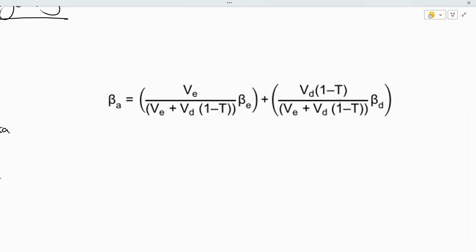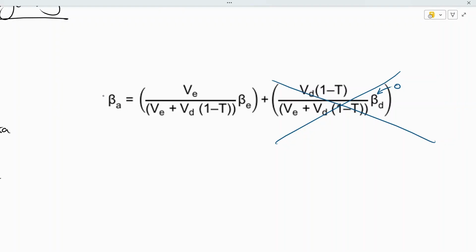So ACCA has simplified this formula a bit. We assume that the debt beta here is zero. Therefore, this part of the formula is not relevant. Only the first part is relevant for us. So you don't have to memorize this entire formula, guys. Don't memorize it. Don't waste your time. It is in the formula sheet. So in the exam, you will get the formula sheet. In that formula sheet, you have this formula.